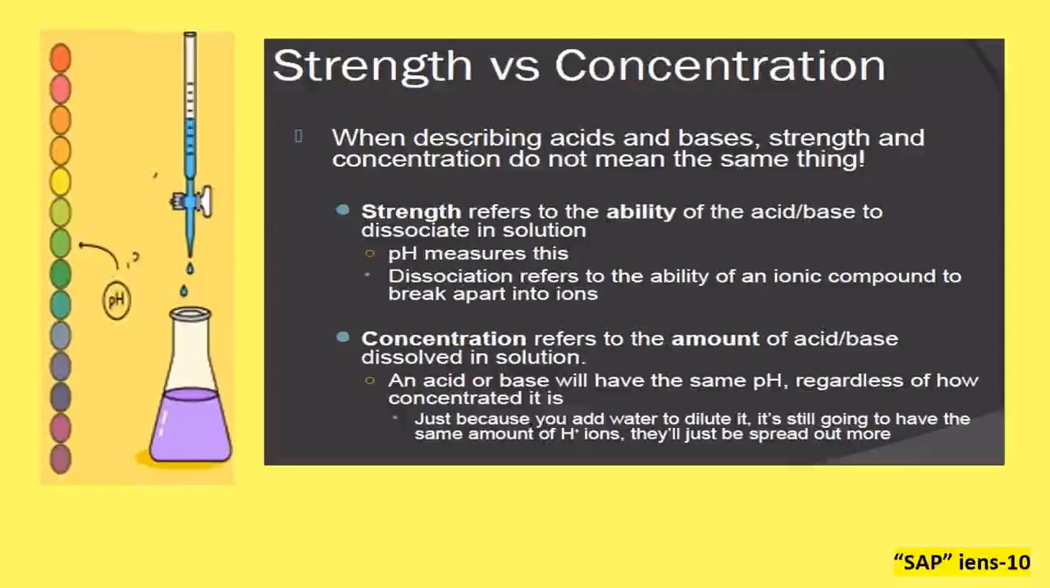An acid or base will have the same pH regardless of how concentrated it is. Just because you add water to dilute it, it is still going to have the same amount of H+ ions. They will just be spread out more.